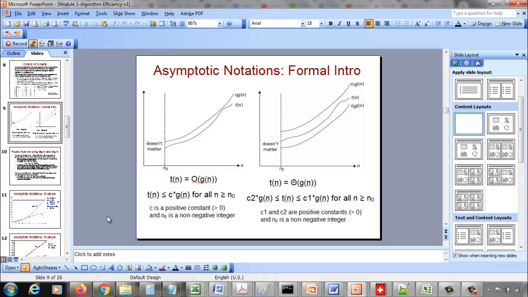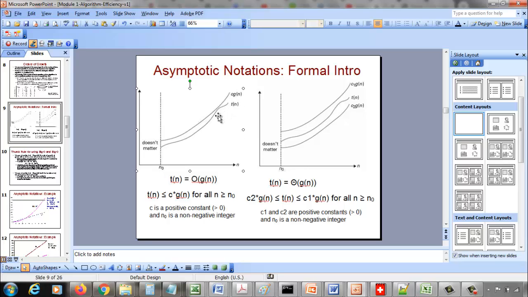Okay, so now we look at asymptotic notations, the Big O and the Big Theta notation. Now, given a function, say t of n, and another function, say g of n, if the values of the function t of n after some value n0 are always going to be less than or equal to some constant c times g of n, then we can say this g of n function is kind of like an upper bound of this t of n function.